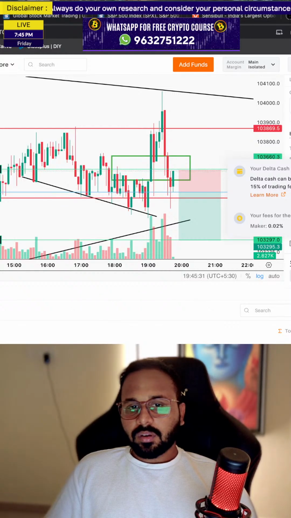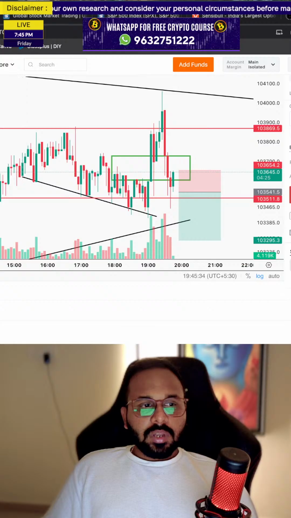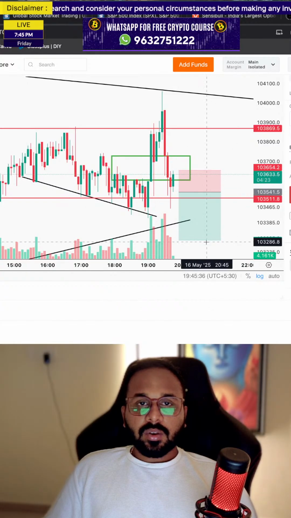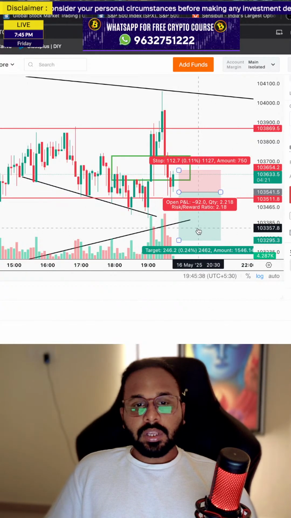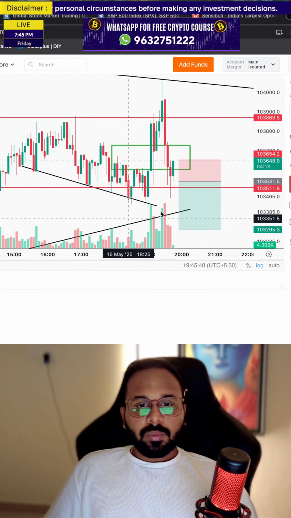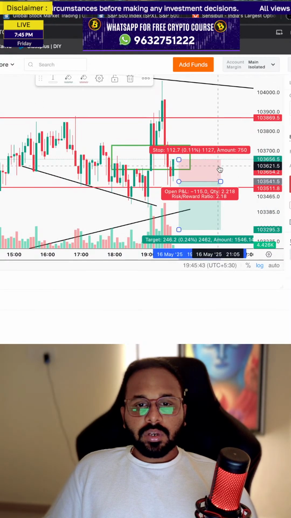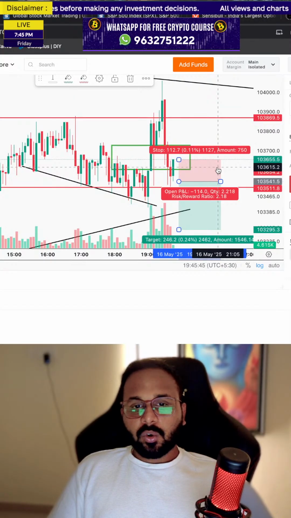Okay. So here I took the stop loss. Was the calculated risk worthy enough for me? It was worthy enough for me. Now once this level is broken, that's it. I'm not thinking too much.